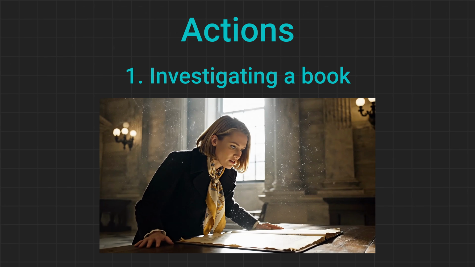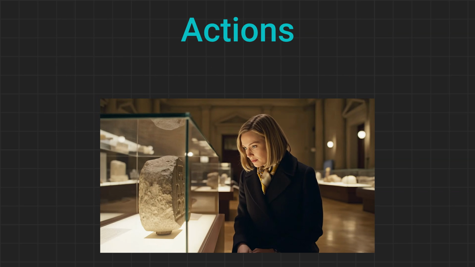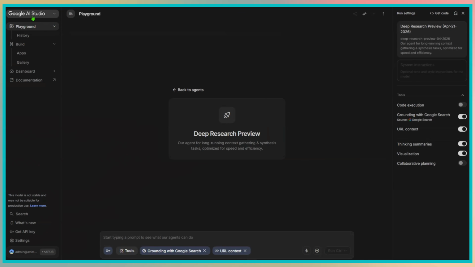Laura will start her adventure investigating a book. Then, she will follow a map from the Arlington Memorial Bridge. Finally, she will find what she's searching for at the Smithsonian Museum. Now I'll generate the clips. For this demonstration, I'll use Google VO on AI Studio, but no worries, this method works with other models too.